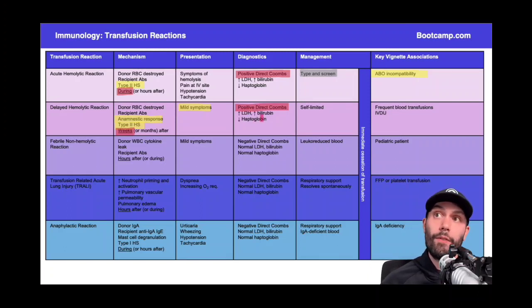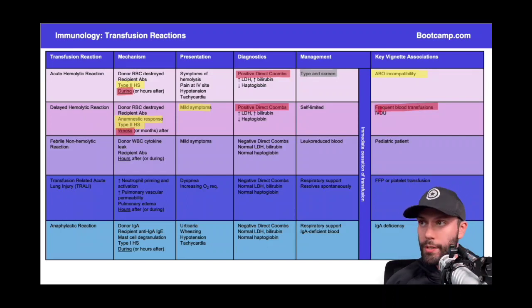But in general, self-limited. And the classic presentation, again, frequent blood transfusions because it takes time to generate that anamnestic response. Same thing, IV drug use, we already kind of talked about that also for the same reasons, right? You're exposed to that minor antigen repeatedly, from using needles that may have been contaminated from previous use, for example.